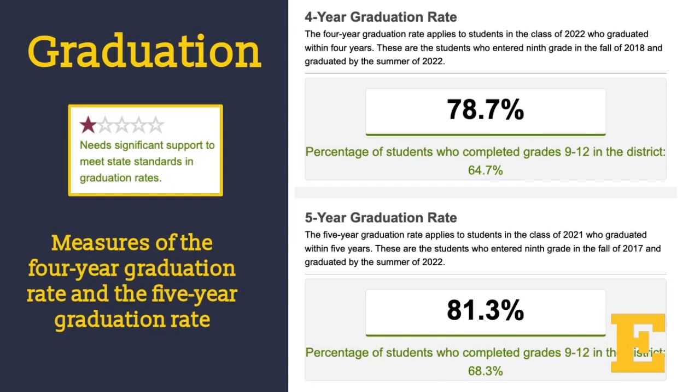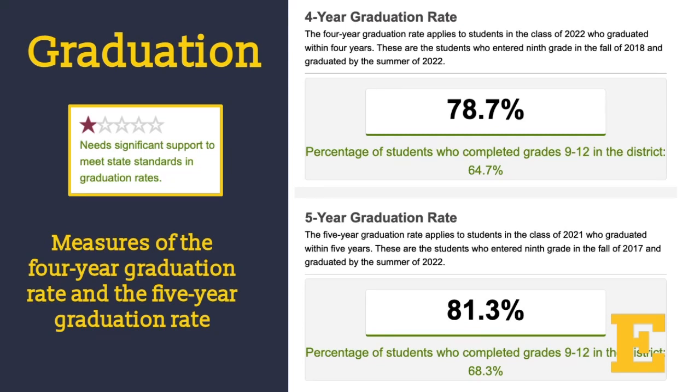And the final component of the overall rating is the graduation component. The graduation component is made up of a 4-year graduation rate and a 5-year graduation rate. It has a total weighted percent. The 4-year graduation rate accounts for 60% of the weighted total, and then the 5-year graduation rate counts for 40% of the weighted total. If you look at both these numbers, they both increased.